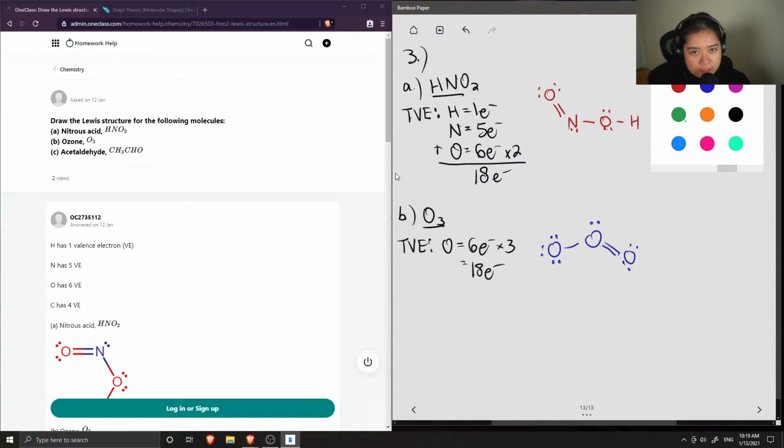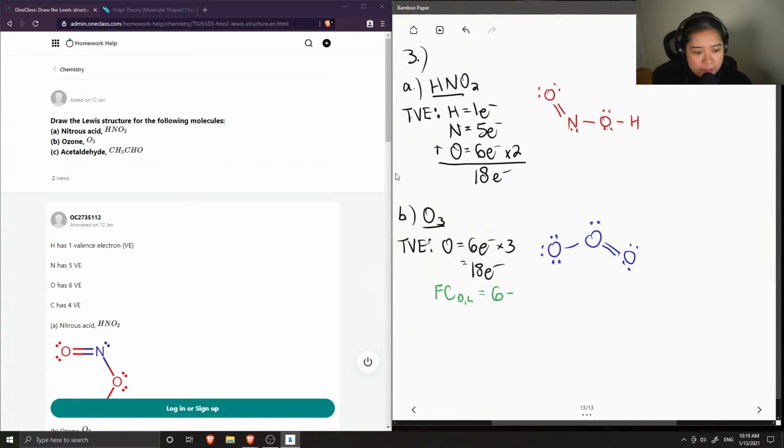And here, let's just calculate the formal charge. So let's calculate the formal charge of oxygen on the left. The number of valence electrons is 6. The number of non-bonding electrons is also 6. And there's just a single bond to this oxygen, so we have 2 bonding electrons divided by 2. So this oxygen will have a -1 charge.